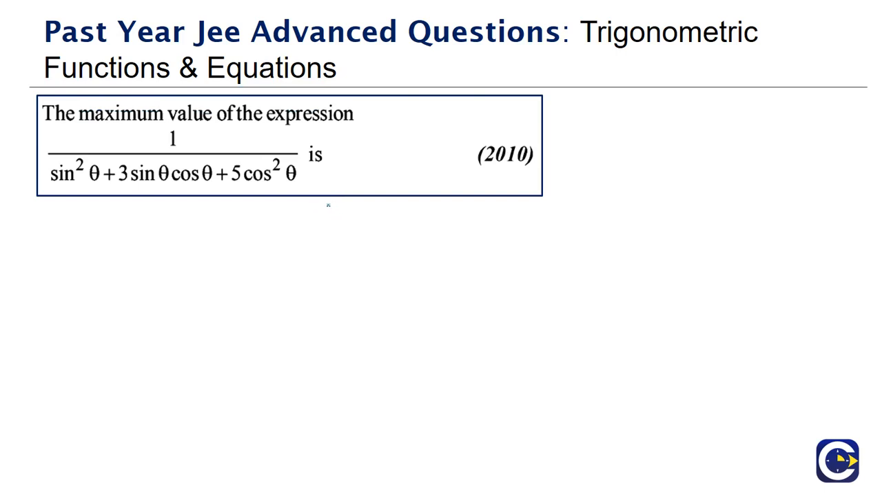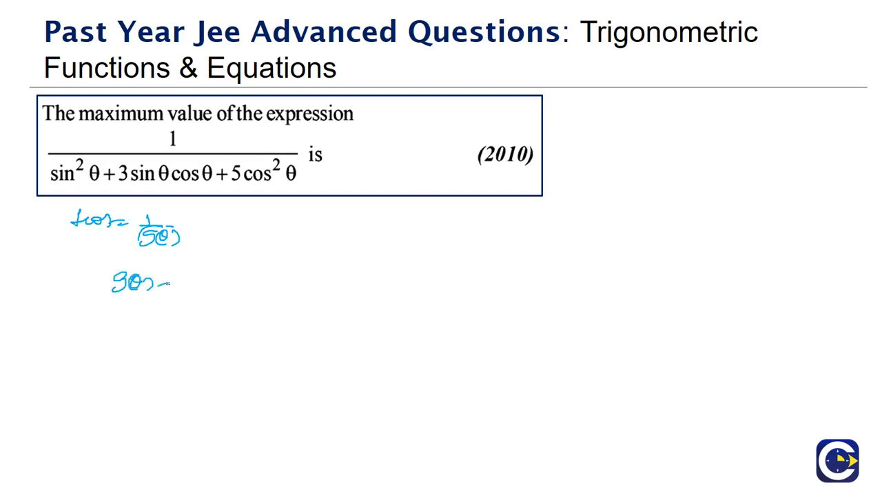The maximum value of the expression 1 by sin square theta plus 3 sin theta cos theta plus 5 cos square theta is. So how will we proceed with this sum? First we'll learn something, which is if f of theta is equal to 1 by g theta, then if we need to get the maximum value of f of theta, we need to get the minimum value of g of theta, because it is in the denominator. If you want to get the minimum value of f of theta, we need to get the maximum value of g of theta. So if you find the minimum value of this, it will be the maximum value of this. If you find the maximum, it will be the minimum value of this. So we'll do this sum in such way.